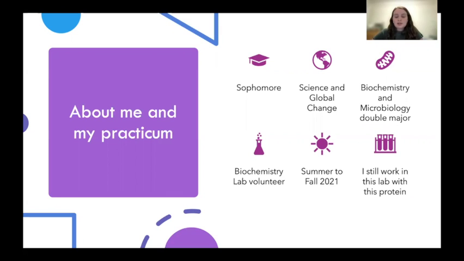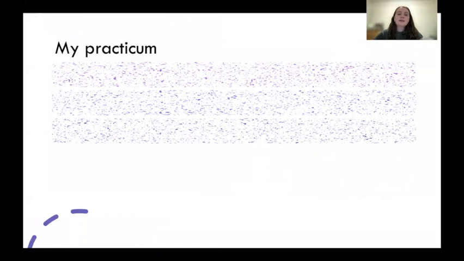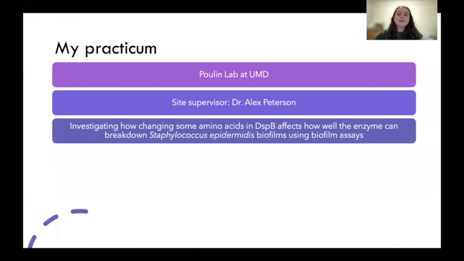The particular project that I'm going to talk about took place between the summer and fall of 2021. As an aside, I still work in this lab and I still work with this protein, so my practicum did lead to kind of a longer term connection. For my practicum, I worked at the Colon Lab at UMD. My site supervisor was Dr. Alex Peterson, who recently defended, which was really cool to see.